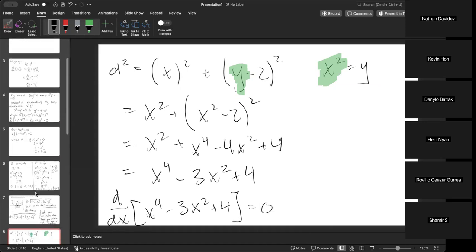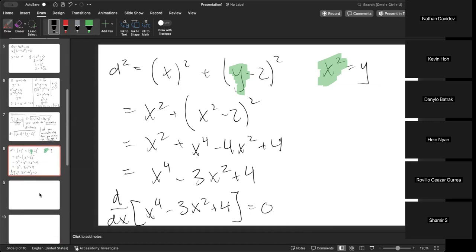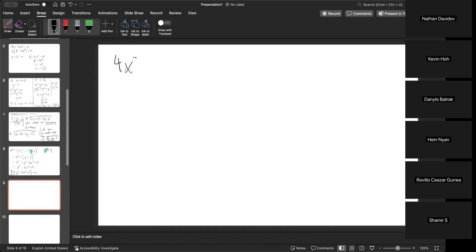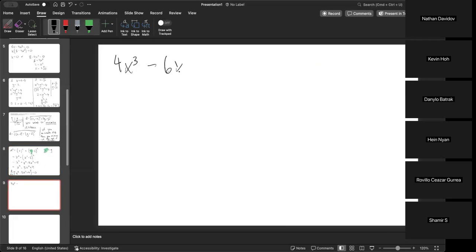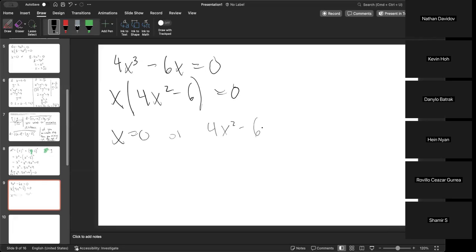Okay. So then this becomes, let me go onto a new page, 4x cubed minus 6x equals 0. I'm going to factor out this x. And it looks like things are going to work out pretty nicely. I get that x equals 0, or 4x squared minus 6 equals 0. So from here I get 4x squared equals 6, x squared equals 3 over 2, x equals plus or minus the square root of 3 over 2.